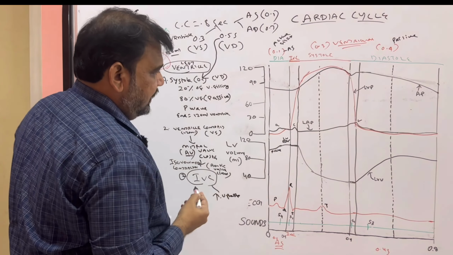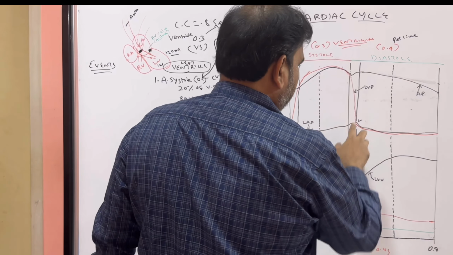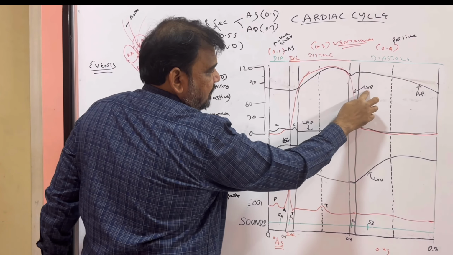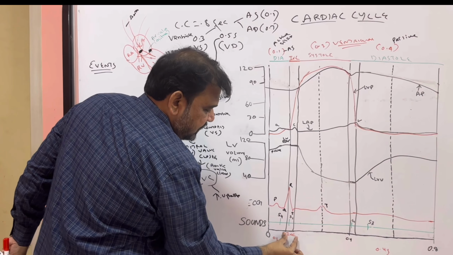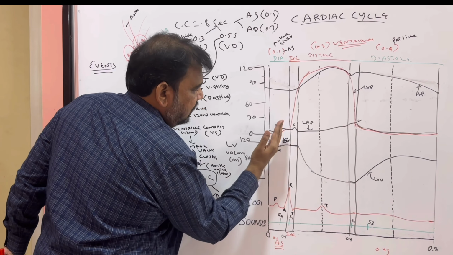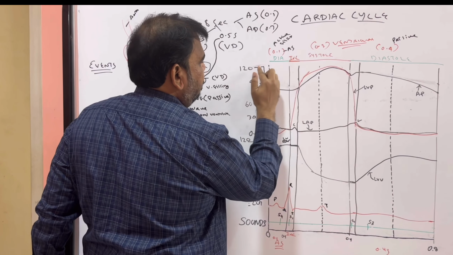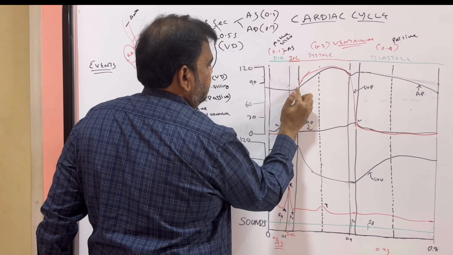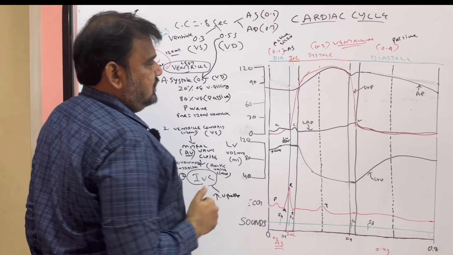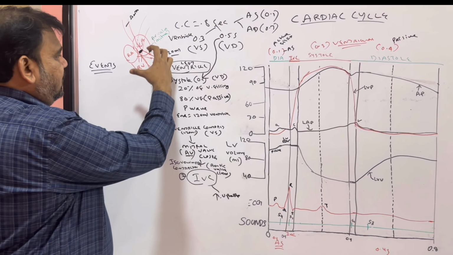You can just see again. Concentrate on this, I have marked left ventricular pressure. LVP is left ventricular pressure. In isovolumetric contraction, where the volume remains same, what happens to the pressure? See here, it is increasing, almost going up to 80. So the left ventricular pressure increases to 80 as the ventricle contracts.